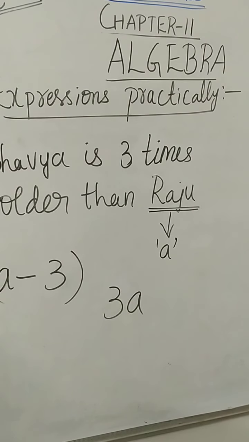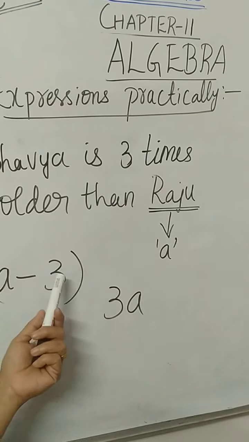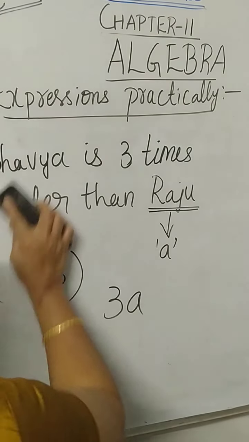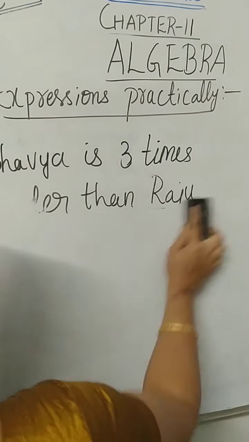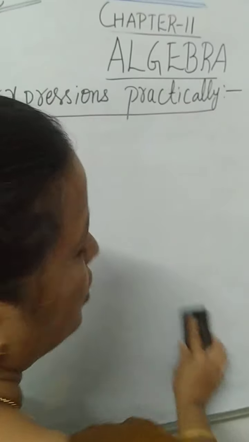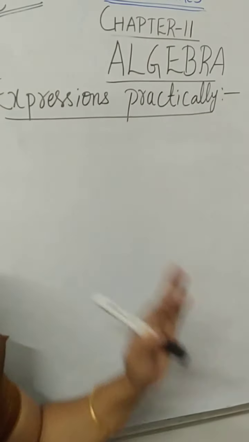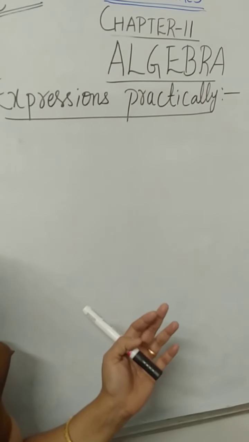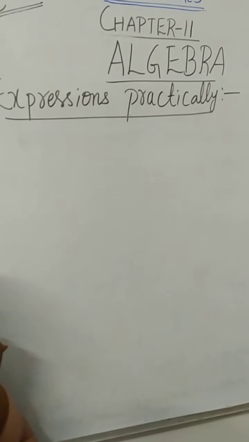According to the statement, we can write the expression. We use this when we don't know the perfect value of it, we can give it in a general form. These expressions we use practically. There are sums in the exercise. We'll do them one by one. Okay.